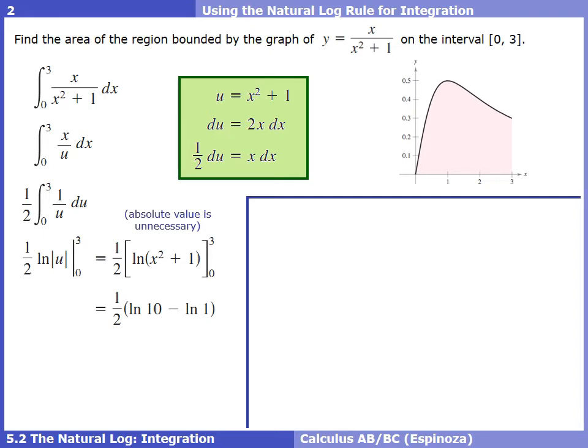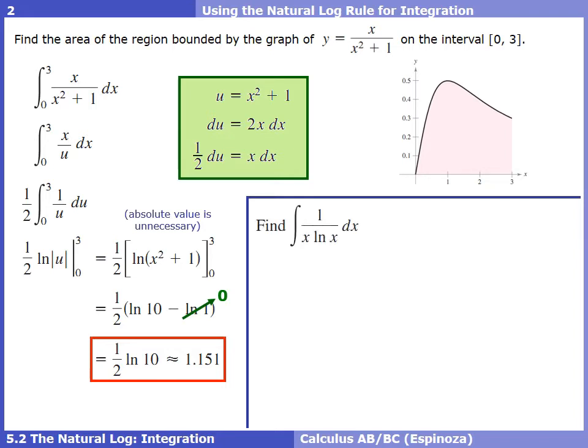ln 1, if you remember from 5.1, or if you just remember this from prior math classes, is just 0. So we just end up with 1/2 times ln 10, and here I'm going to write out the decimal as an answer as well, 1.151.